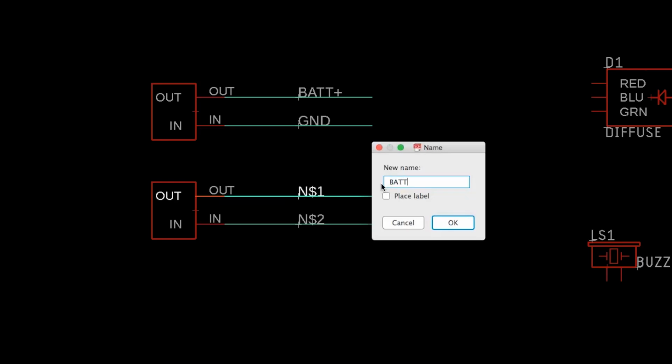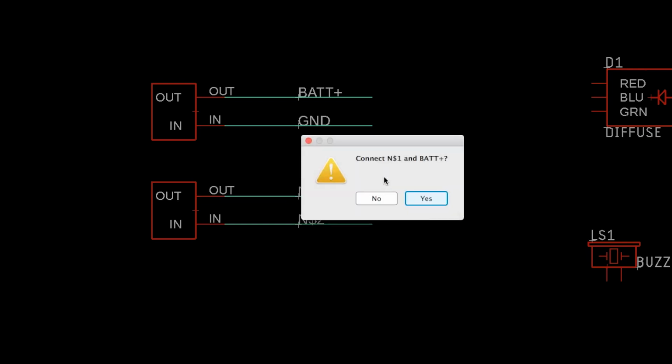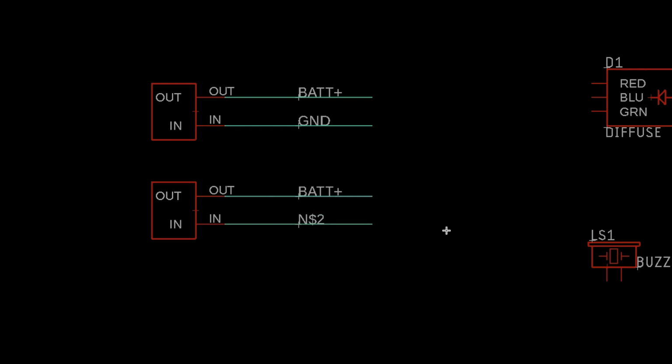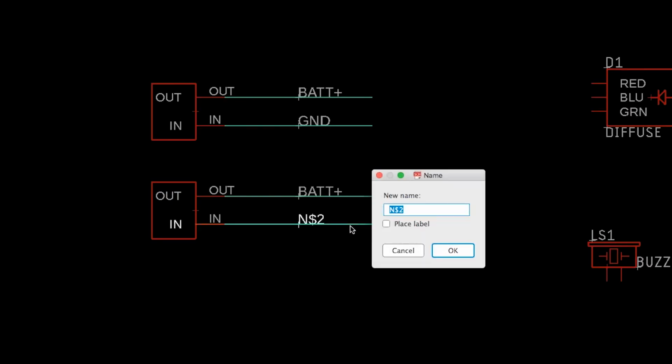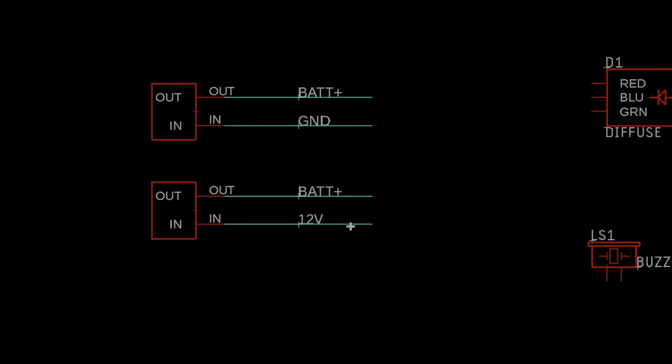So I'm going to add BAT plus to this one, and it's going to say connect NS1 and BAT plus. I'm going to say yes. And now what I've just done is this green line and this green line are now connected. They now represent the same electrical signal. And this one is going to be, what should I call this one? I'm going to call this 12 volts because that's probably the voltage we're going to use from these LiPo batteries or lithium polymer batteries. So we have 3 different nets here. 2 of these are actually connected.